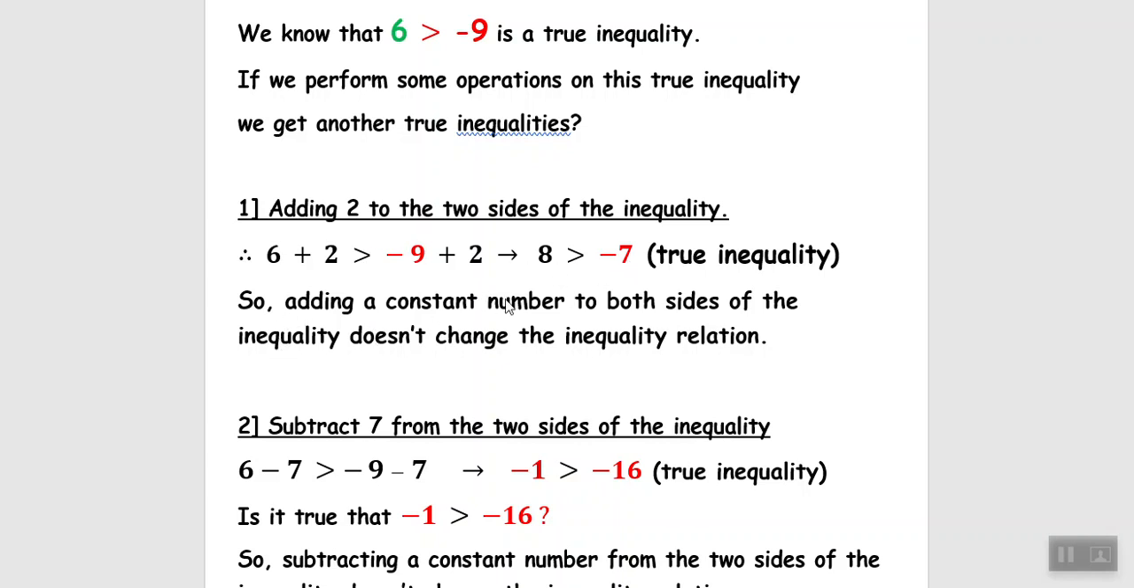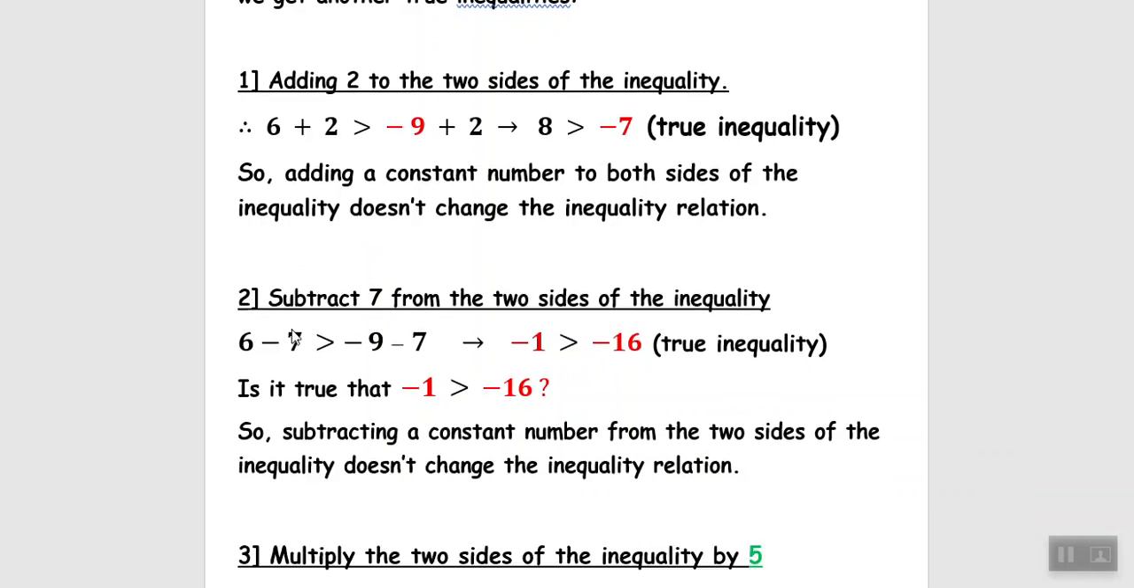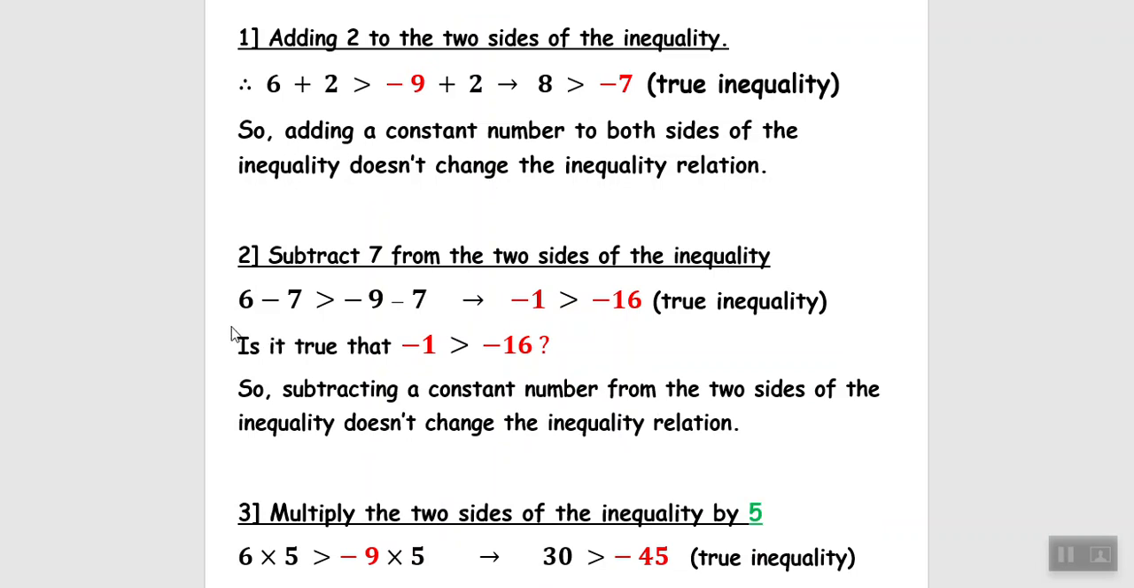So adding a constant number to both sides of the inequality doesn't change the inequality relation. Let us see if we subtract a number. Subtract a number from the two sides of the inequality. Let us see, for example, if we subtract 7.